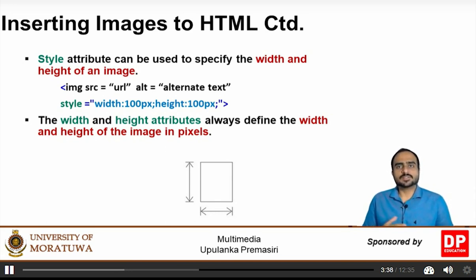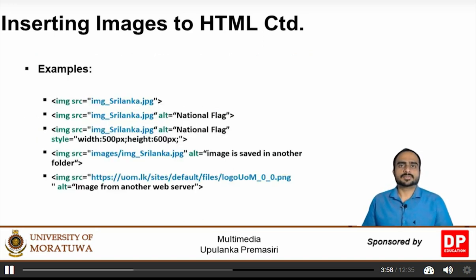Additionally, we can use the style attribute to define the width and height of an image. As a best practice, we specify the width and height of an image. If width and height are not specified, the web page might flicker while the image loads. Let's go through these 5 examples.